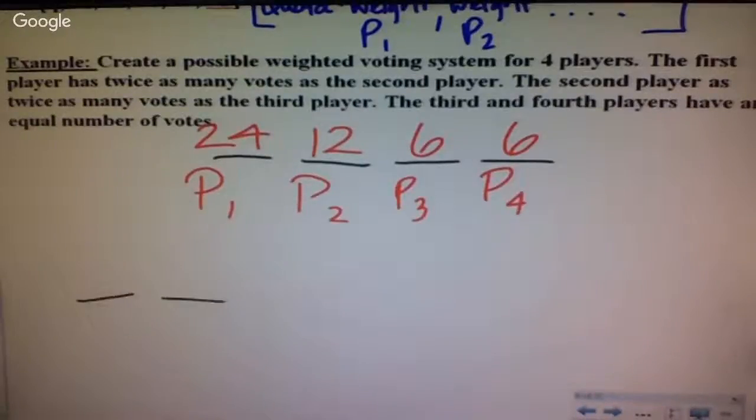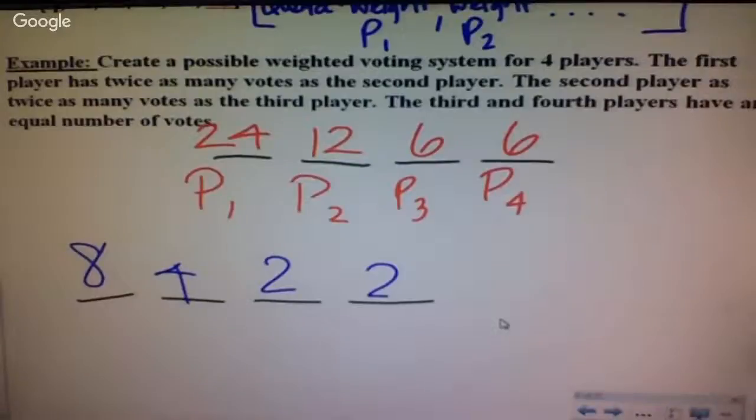If we would have stuck with Kimberly's suggestion and done 2, that means player 3 and 4 would have 2, player 2 would then have 4, and player 1 would have 8. Both of these would work for this example though. You always want to start with your small and work your way up. Questions?